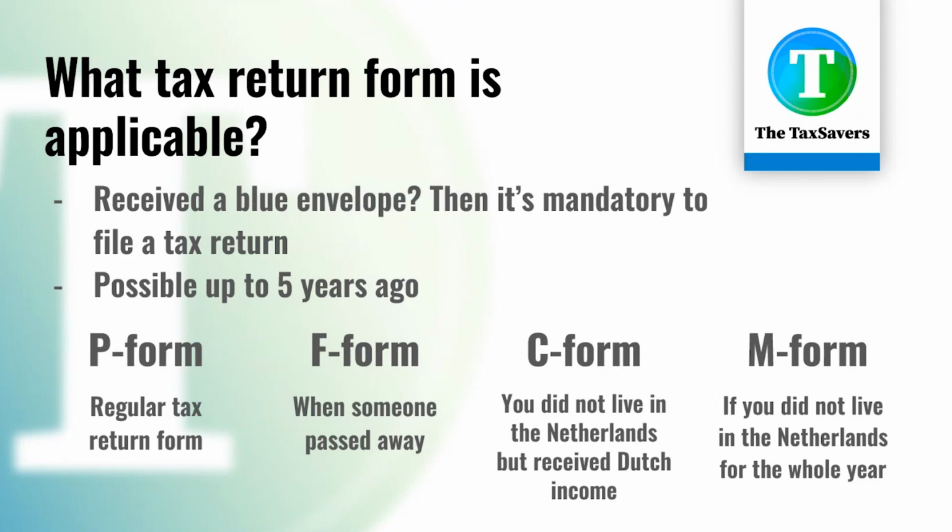We have the F form. This form needs to be filed for a person who passed away throughout the tax year. Also, we have the C form, and this form is relevant if you didn't live in the Netherlands for the full year, but you did have Dutch income or property. Then we have the M form, the migration form. This is the first tax return that needs to be filed when you move to the Netherlands.